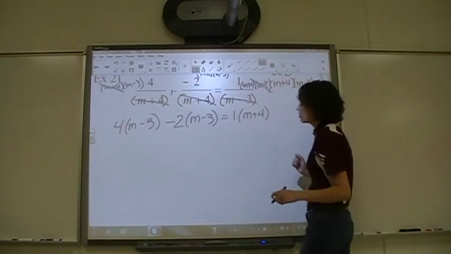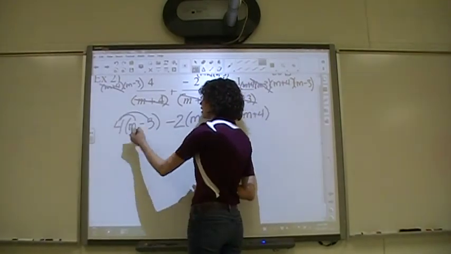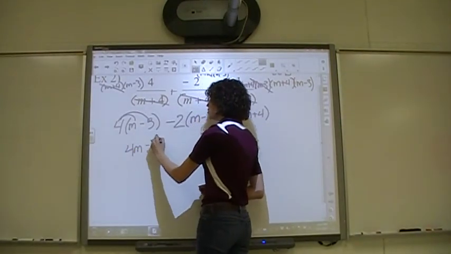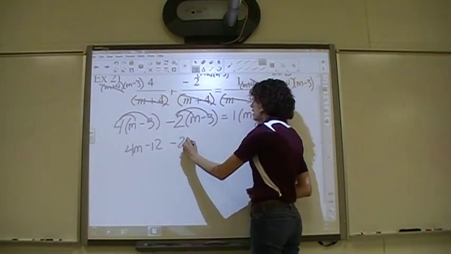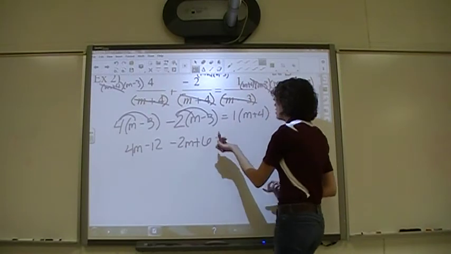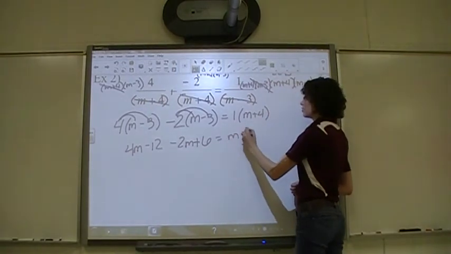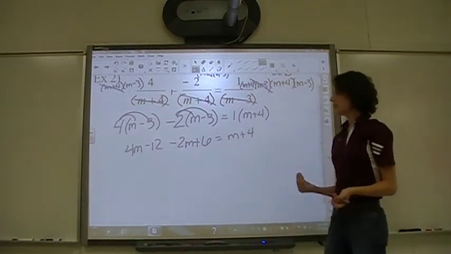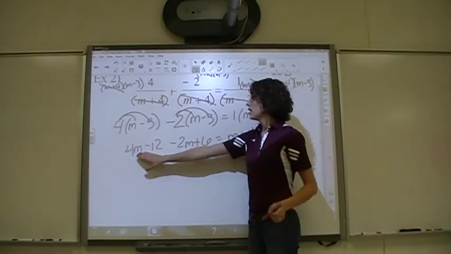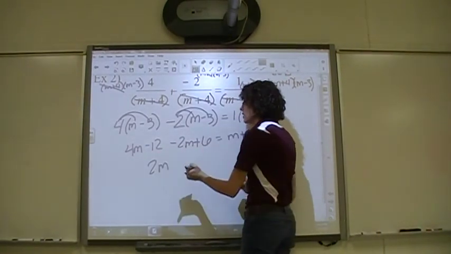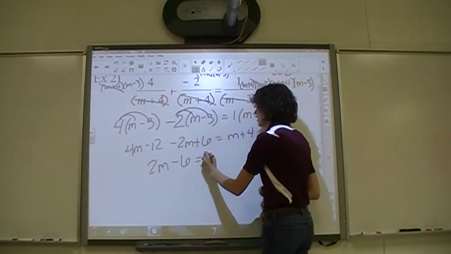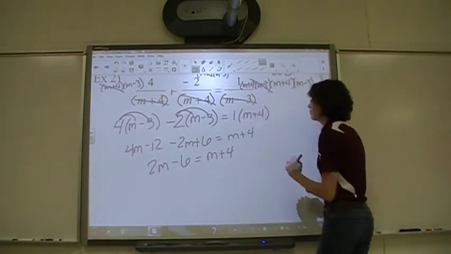So go ahead and distribute. Distribute your 4, you get 4n minus 12. Distribute the whole negative 2, so you have negative 2n plus 6. Then when you distribute your 1, you just get left with what's inside. Combine your like terms. 4n minus 2n gives me 2n. Negative 12 plus 6 gives me negative 6 equals n plus 4.